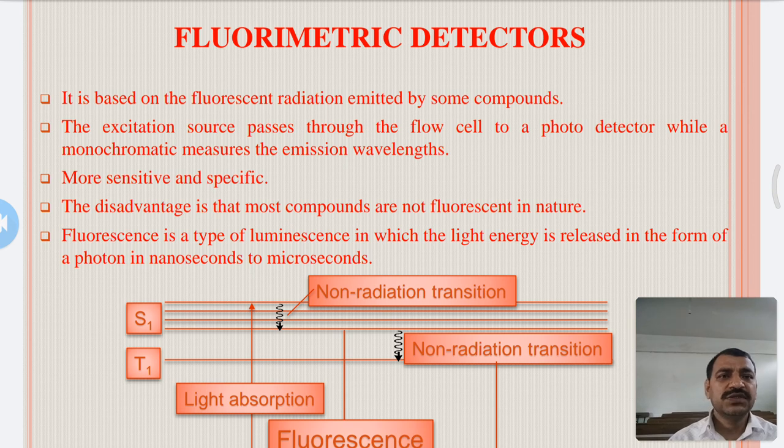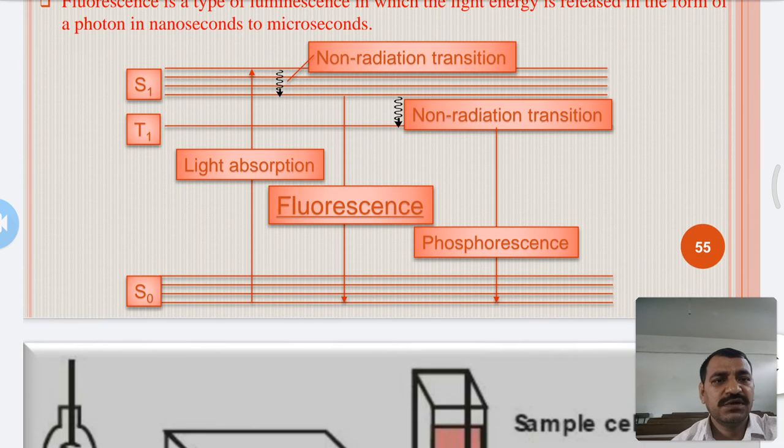So the excitation source passes through the flow cell to the photo detector, and the monochromator measures the emission wavelength. It is a more sensitive and specific type of detector. Okay, so the disadvantage of this fluorescent detector is that most components are not fluorescent in nature, and those compounds cannot be used with this type of detector.